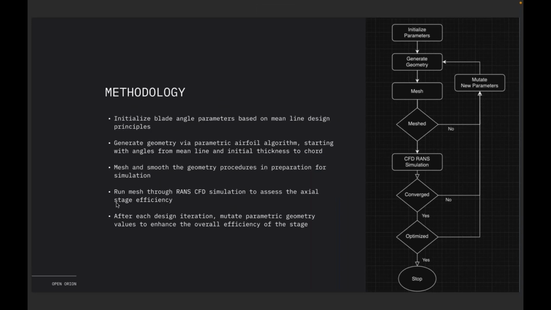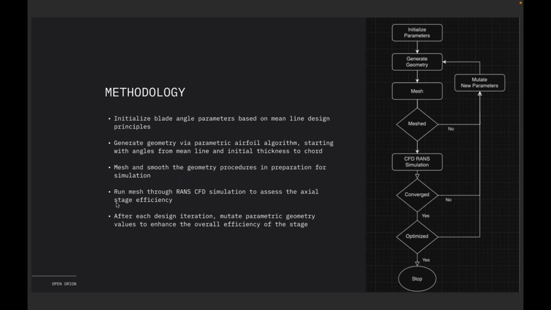So the first thing we need to do is initialize the blade angles based off of some sort of preliminary setup. And traditionally in turbomachinery design, specifically compressors, this is mean line design. And I'll go into my mean line process in the next step. Then once we get a starting point, we feed these angles into a parameterization. So we have our own that I'll go through. And that will take in those angles we got from mean line and some initial thickness to chord, and then generate an initial parameterization there.